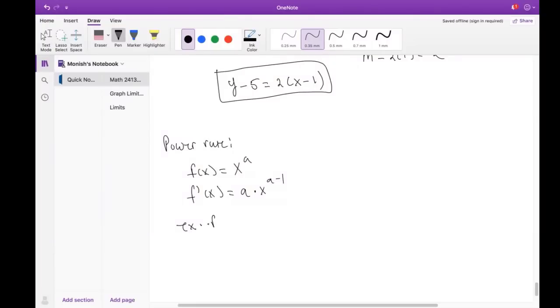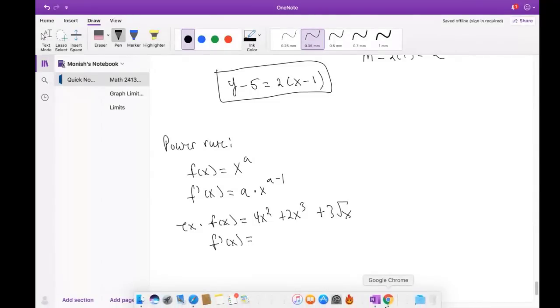An example problem would be if I have f of x is 4x squared plus 2x cubed plus 3 square root of x. Okay, using the power rule, what would my derivative in this problem be?